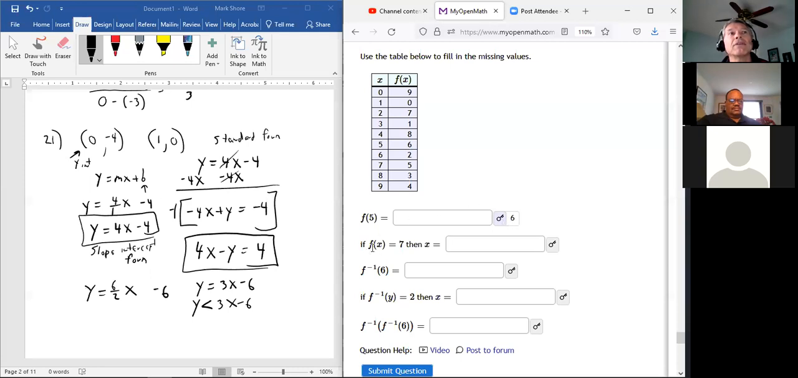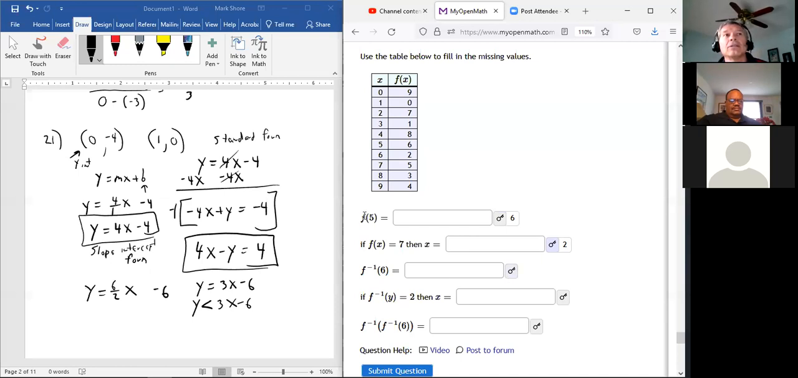This says if f of x equals 7, then what does x equal? So go to your f of x column, that's this one. Find out when it's 7, it's right here. Now what x value gives you that? 2. So this answer is 2. Again, it says f of x equals 7, so look on your f of x column. Look for 7, it's right here. Then what x value does that? 2. Done.